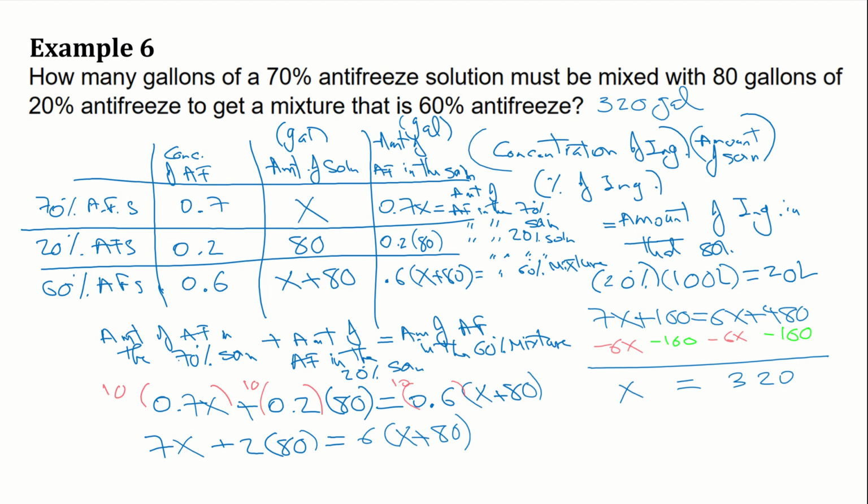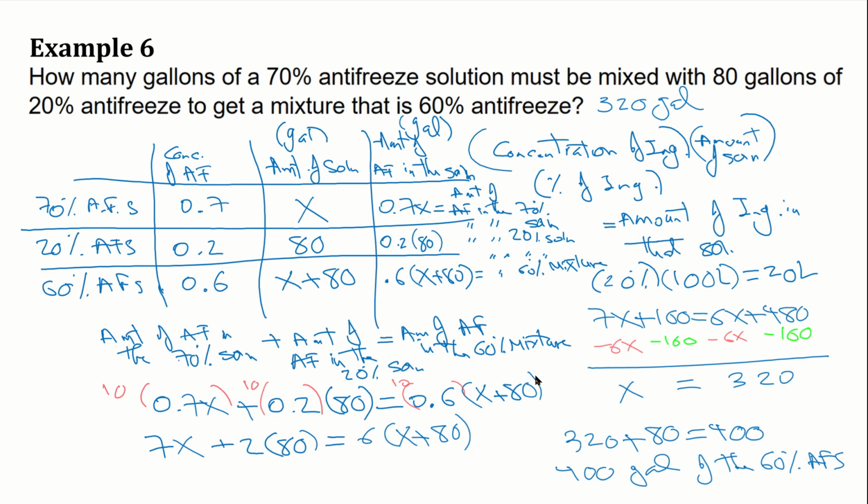Now, they didn't ask us for how much of the 60% antifreeze solution we end up with, but in case they do, that's easy to figure out, right? That's just going to be the x, which is 320 plus 80. So again, it's not a question they're asking, but we can always find it. So there'll be 400 gallons of the 60% antifreeze solution once we've done all the mixing.